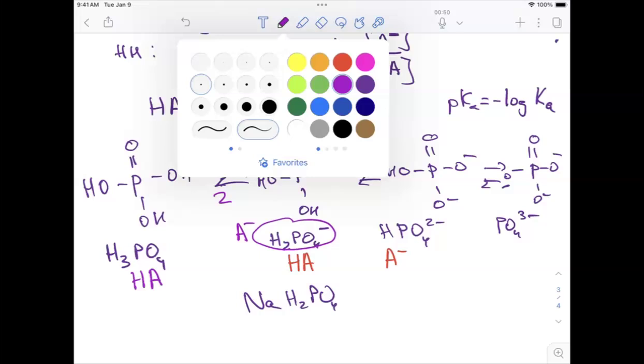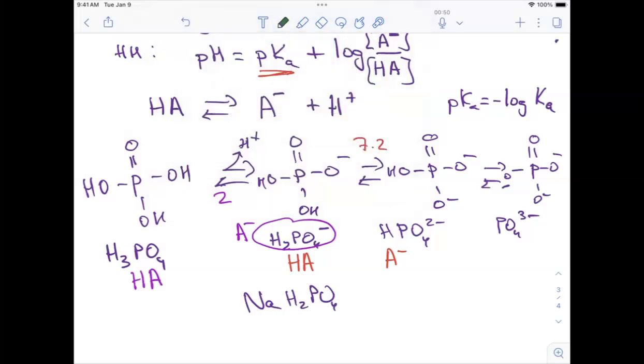And following this logic, if you start with dibasic phosphate and tribasic phosphate, or just phosphate ion, PO4 3 minus, then this would be HA and this would be A minus. And this pKa is somewhere around 12, I think. The third one is around 12 point something. All right, this may feel a little disturbing, right? Because, well, who is A minus, who is HA?